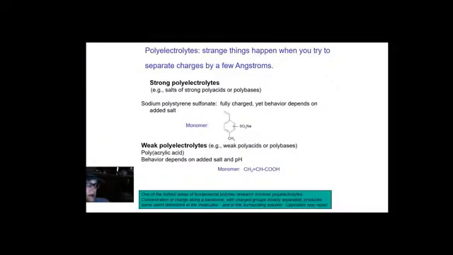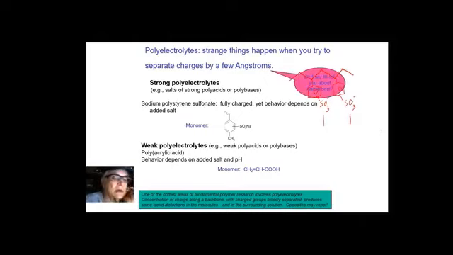Polyelectrolytes, any polymer that carries a lot of charge. If you think about it, it's kind of remarkable that you can make these at all. So I'm going to draw polystyrene sulfonate. And we'll put an SO3 here, and an SO3 here. And we'll try to make a guess at how far apart those are. I don't really know how far they are apart, but we can still tell you about angstroms.